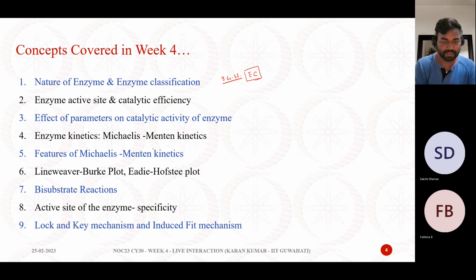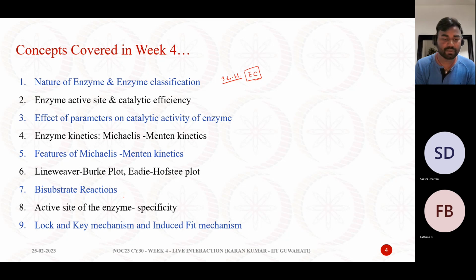This is a mathematical expression representing a single substrate enzyme system in which you will find one substrate, one enzyme, and one product. Those are represented more formally by Michaelis-Menten kinetics. Ma'am discussed the features of Michaelis-Menten kinetics, then the linear Lineweaver-Burk plot and the Eadie-Hofstee plot. Then she also touched upon bi-substrate reactions.